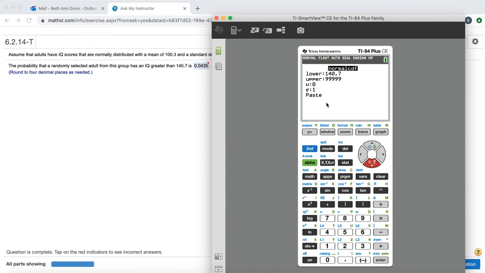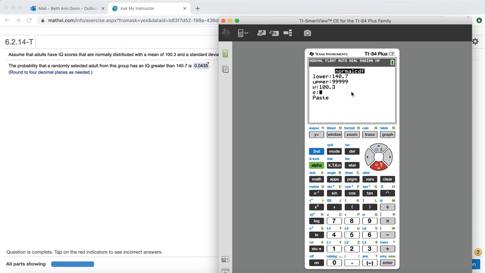The mean, remember, was told to us in the problem, so that's 100.3. And the standard deviation, I forget what that was. Let me see. 23.6. And that's all you do. Press enter, and there it is, 0.0435.